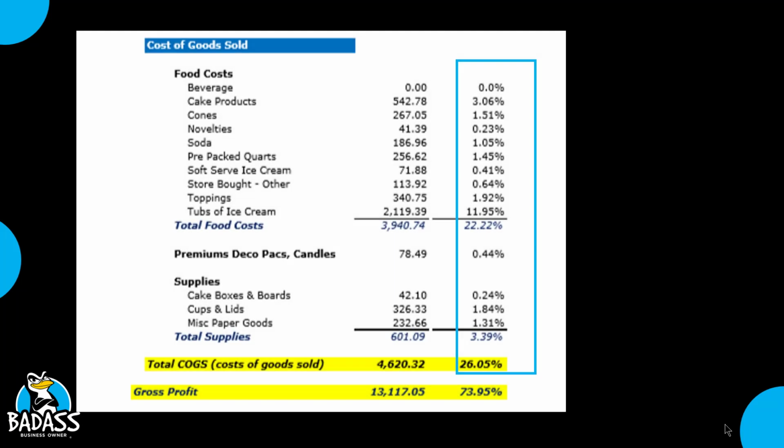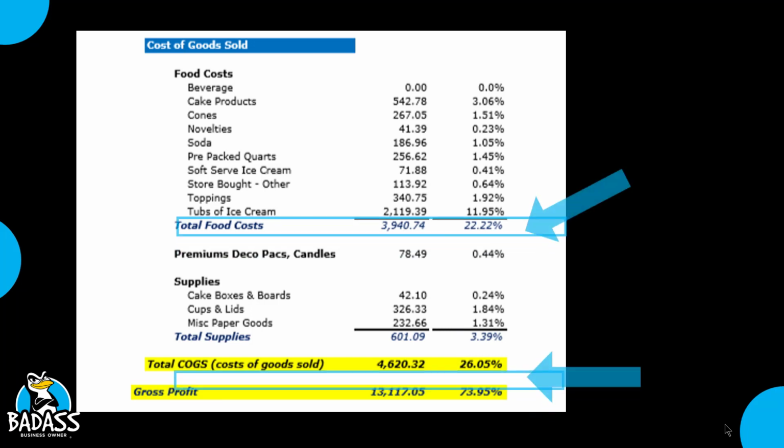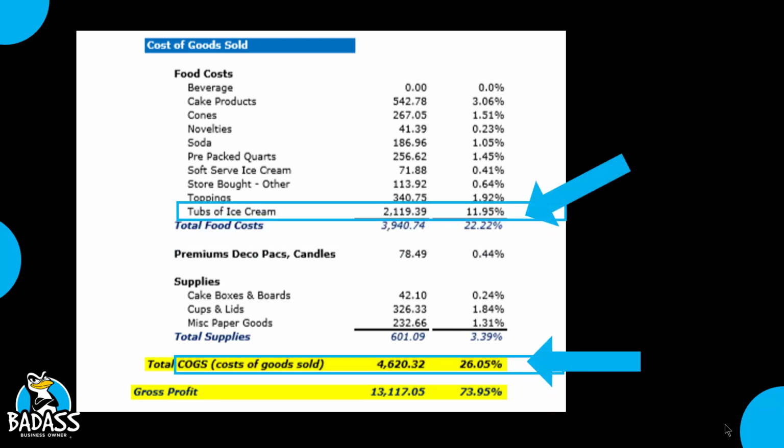Now, we also like those percentages because those percentages allow us to see what's going on. Over here on the ice cream shop, you'll see our total COGS, cost of goods sold, is 26%. But when you see the breakdown here, you're able to see the different percentages. And this is where people get in trouble. It's all these little guys that add up that seem to be the surprise where people are taken in. Here on ice cream, no surprise. Ice cream is 11.95% of their expenses, and their total COGS are 26%. So a big chunk of that 26% is in the ice cream.